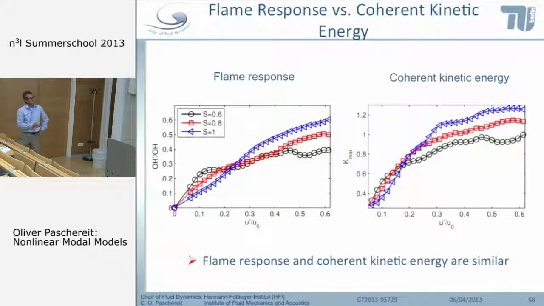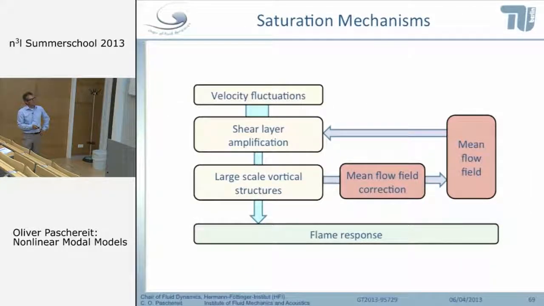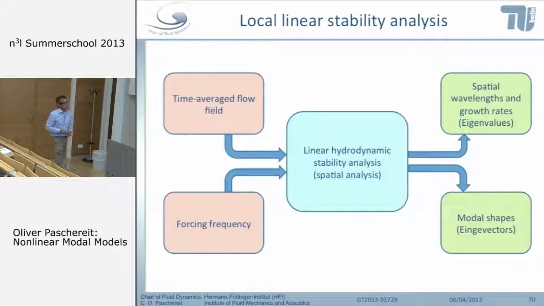This is maybe not that important, but now looking at the flame response again, this is the flame response as a function of the forcing amplitude. Here plotted normalized OH chemiluminescence for different swirl numbers. This is what you have seen before. And if we plot the coherent kinetic energy, there is again significant similarity between the flame response and the coherent kinetic energy. So this suggests actually that the saturation mechanism is coming from the saturation of the flow amplification. So we put in velocity fluctuations, they are amplified in the shear layer, form these structures, and so on. So if the forcing amplitude gets higher, then the shear layer amplification becomes smaller, and therefore the influence on the flame would also decrease.